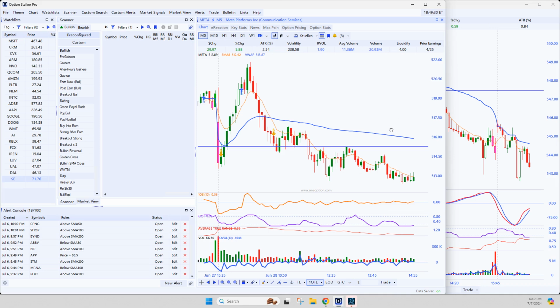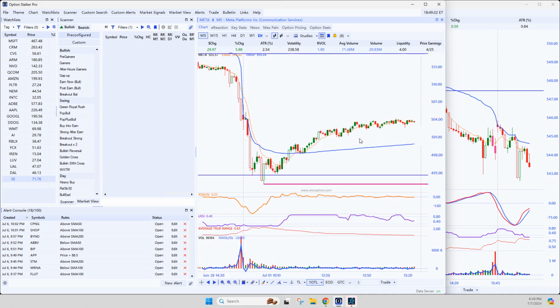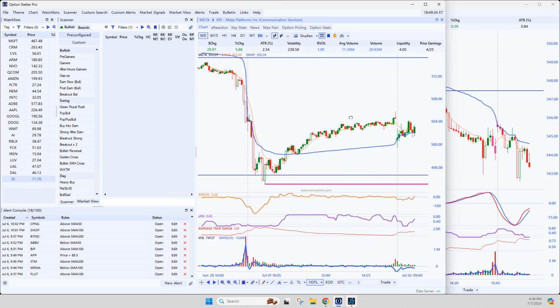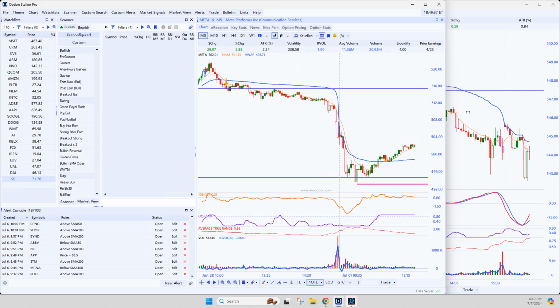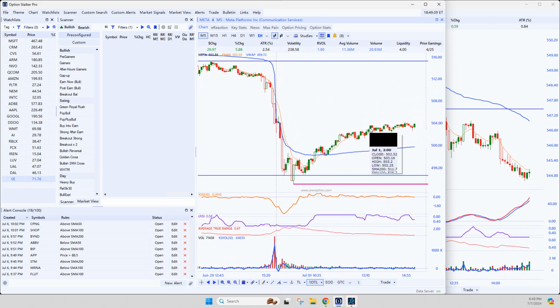So on July 2nd, July 1st, we see it gap down.